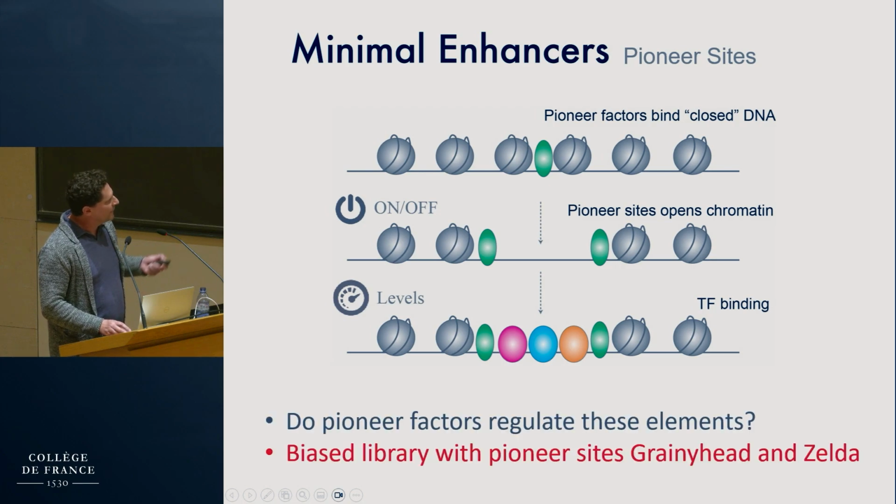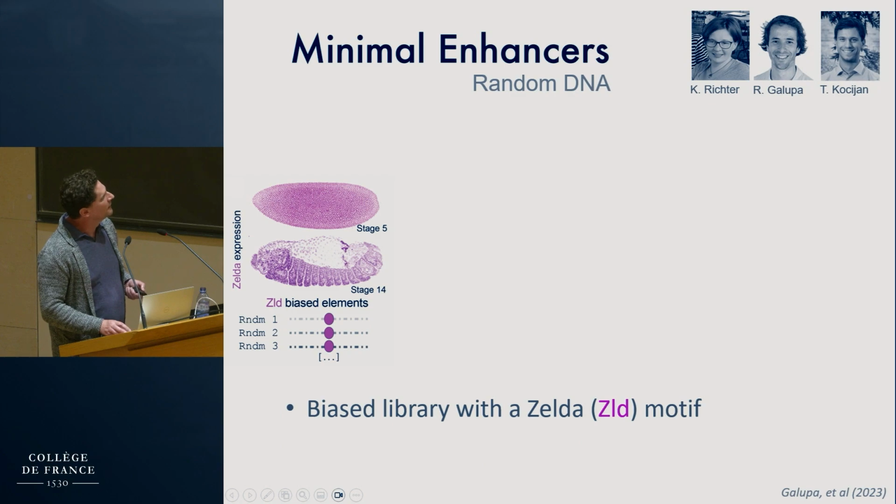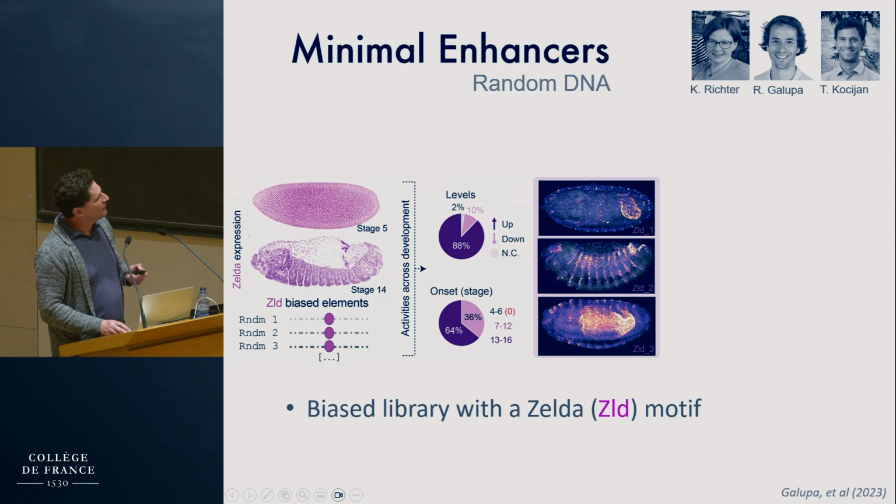And then we did this now by biasing that library with these different sites for two of these very classic pioneer factors in Drosophila. So one of these is actually known as Zelda, which is expressed very early in development as well as late in the ectoderm here. So we made these random libraries again, biasing in those motifs. What we found very quickly again is that in this case, over 80% of these were driving expression somewhere in development. Right? So this really pushed these systems now towards driving these expression patterns.